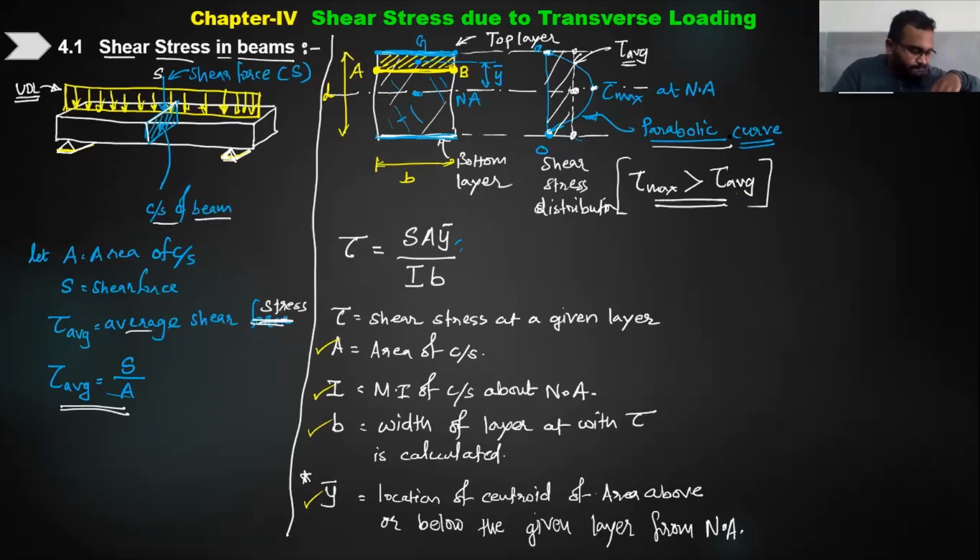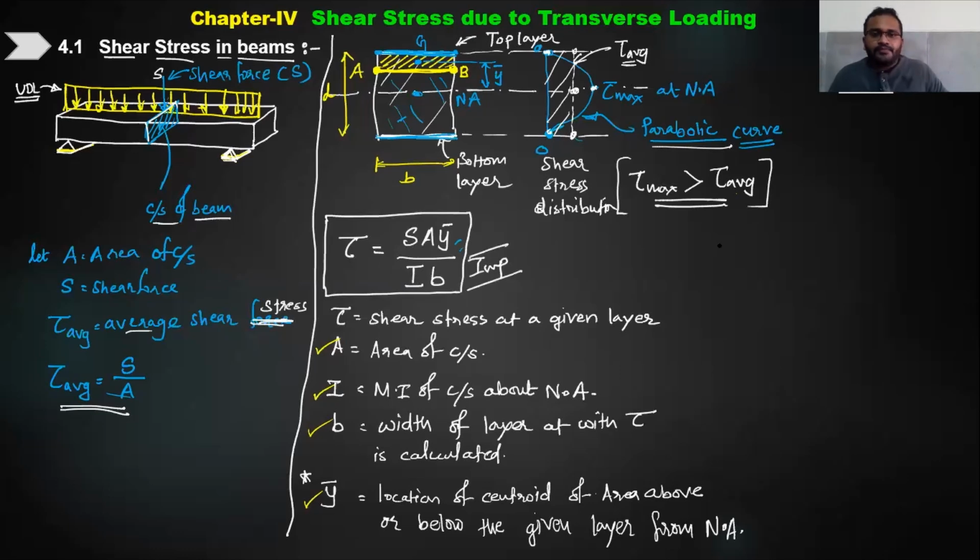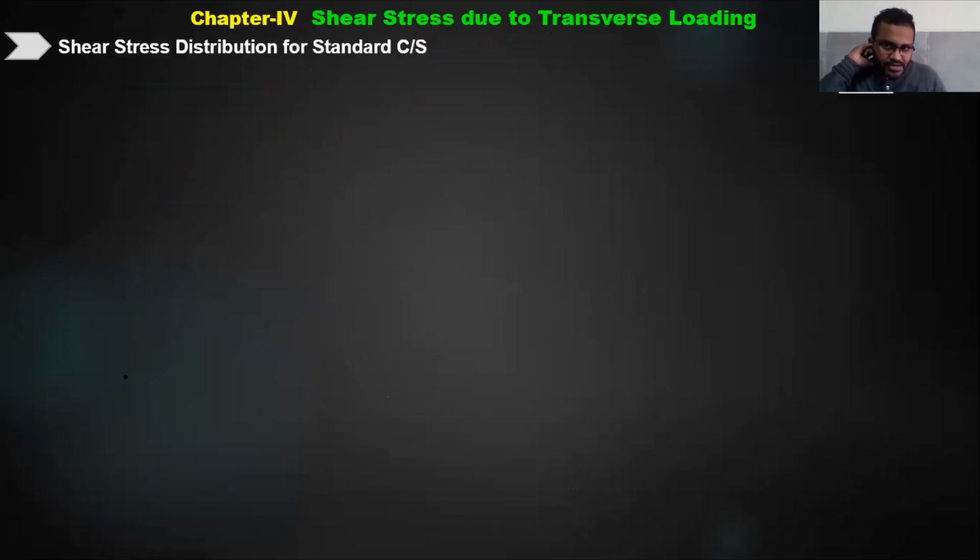Okay, so now let us understand the next part. So we have understood this formula which we are going to use later in this particular chapter. Okay, this is important. Now let us go for the next step. Let us understand shear stress distribution for standard cross sections. Standard cross sections, okay. So the very first one is rectangular cross section.